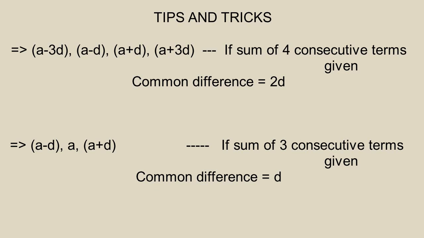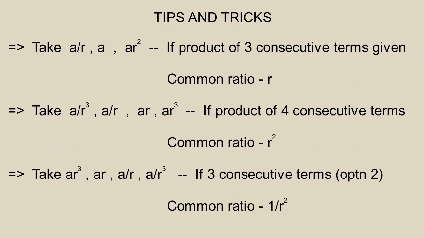So for GP, you can use a similar logic. Here it would be a by r, a and ar. Why? Because in GP generally you have questions in the form of products. So if you multiply these three terms, the ratio cancels out. If it's 4 terms, just switch it a bit. It's a by r cube, a by r, ar and ar cube. So if you find the product of all these, once again the r cancels out. But once again note that the common ratio is not r but r square.